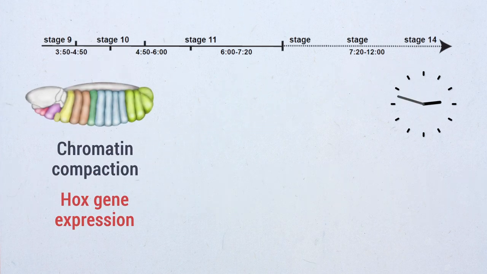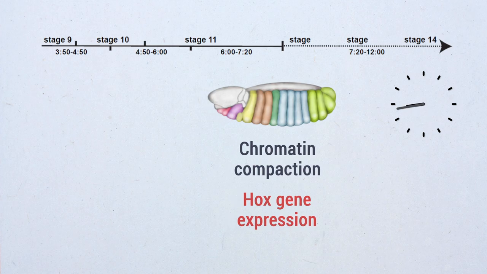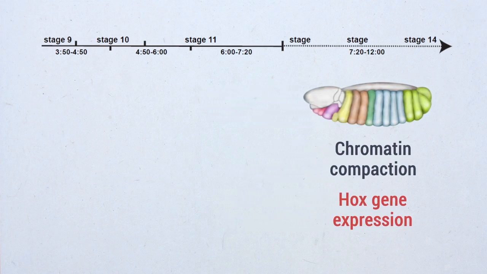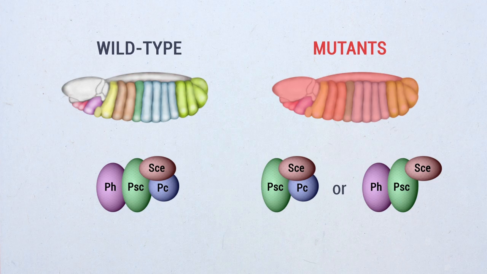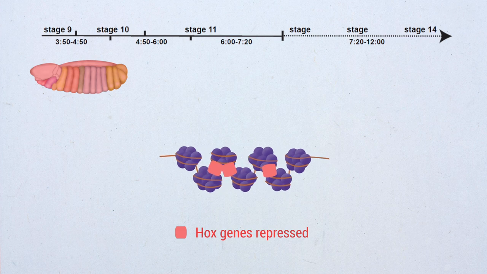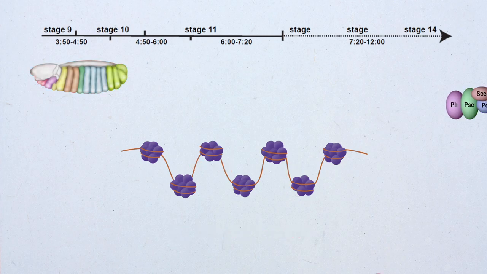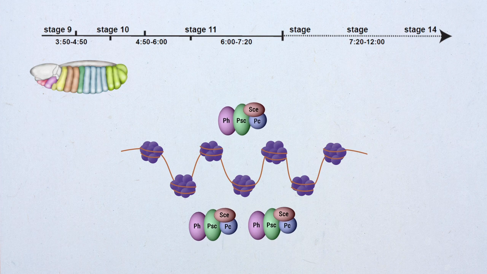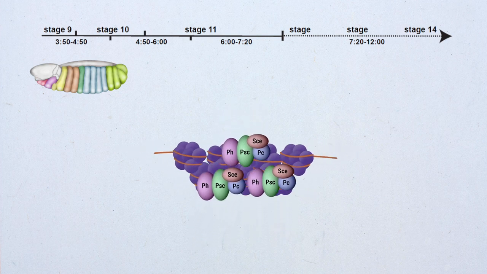In this study, in order to disentangle these two phenomena, we analyzed the time course of 3D chromatin compaction and Hox gene expression in wild-type or in mutant embryos in which Polyhomeotic or Polycomb are deleted. We show that the absence of Polyhomeotic or Polycomb affects the higher-order chromatin folding of Hox clusters prior to ectopic Hox gene transcription, demonstrating that PRC1's primary function during early embryogenesis is to compact its target chromatin.